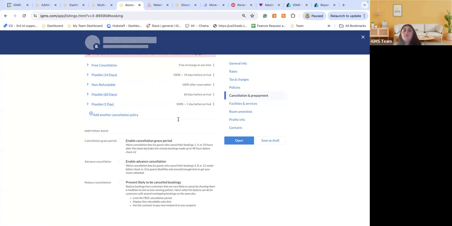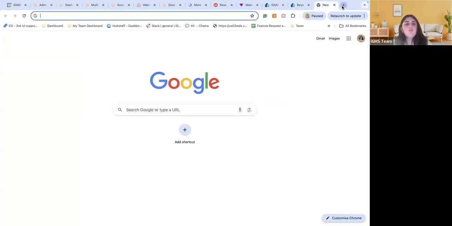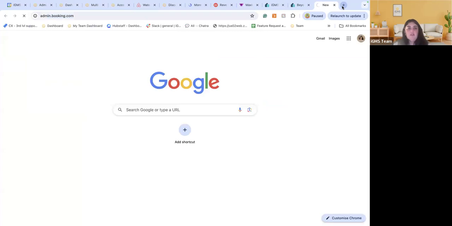Yes, of course. So for Booking.com, first up, unfortunately, as there are different types of connections, Airbnb is different, Booking.com is different. It's not possible to copy and paste an Airbnb listing to Booking.com. So in that case, you will need to go into Booking.com and register your listing. To do that, you should go into admin.booking.com.